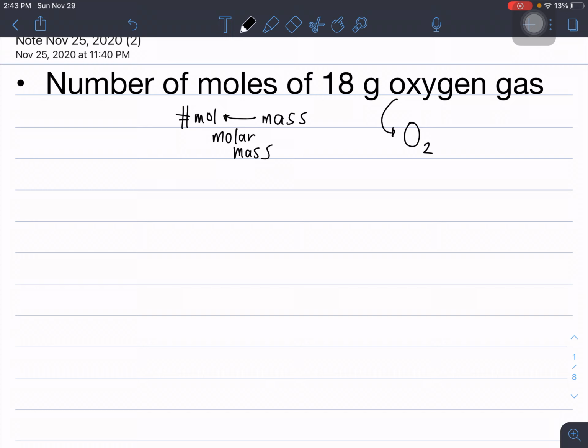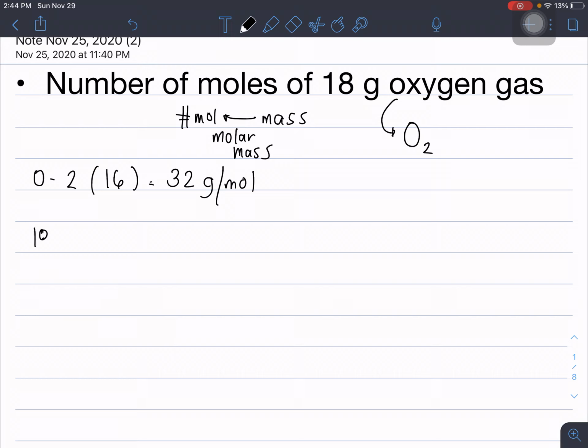Okay? So, first, identify the molar mass of O2. There is only one element, and this one element, oxygen, has two atoms in one oxygen gas. Multiply by the mass number. So, based on the periodic table, the mass number is 16 grams. So, this will be 32 grams per mole. Okay? So, now we'll try to convert this using dimensional analysis.